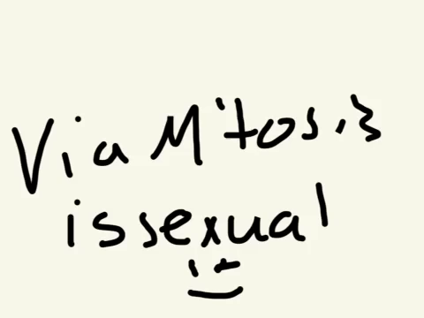Via mitosis is sexual. Via meiosis is asexual. Changing environments favor sexual reproduction, meaning mitosis, and non-changing environments favor meiosis, meaning asexual reproduction.